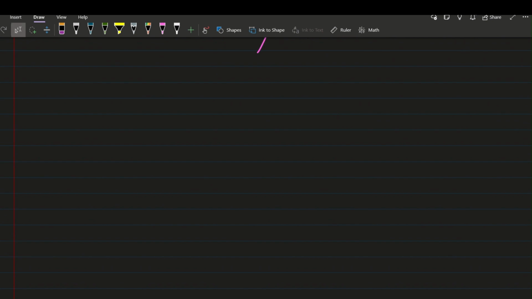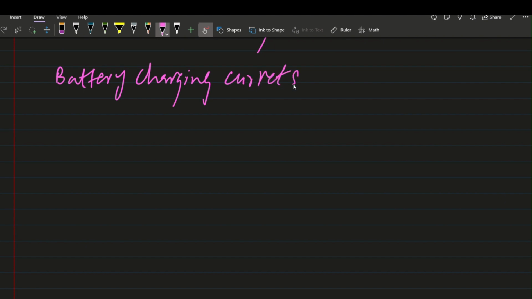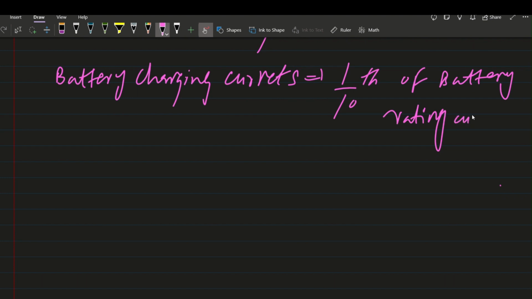Now I will calculate the battery charging current. Its formula is equal to 1/10 of the rated battery rating current.